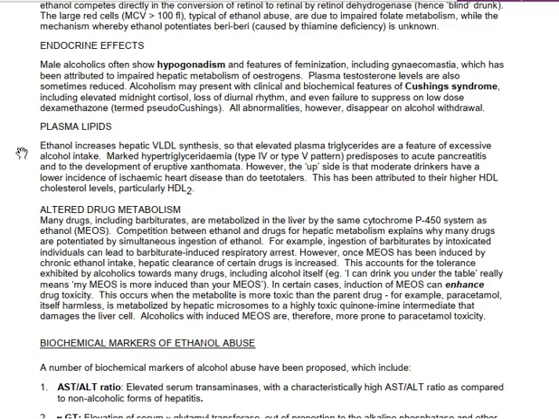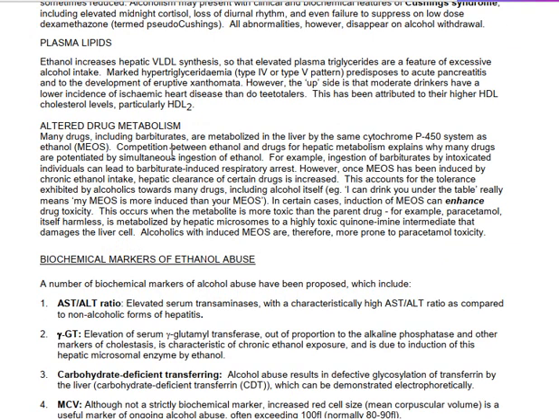Now the next is the plasma lipid level. The plasma ethanol is going to raise the very low density lipoprotein level. Is it clear? So we are going to have an elevated level of triglycerides again, and that's a feature of excessive alcohol intake.